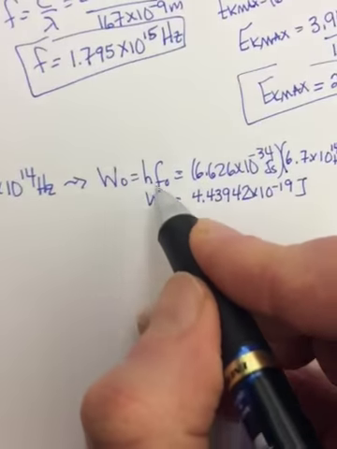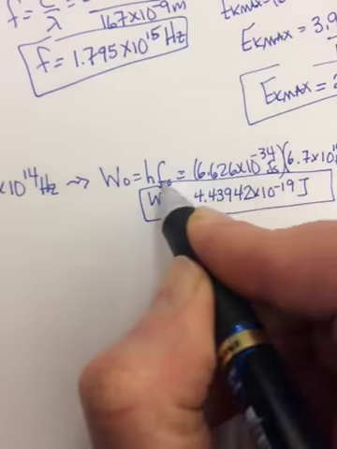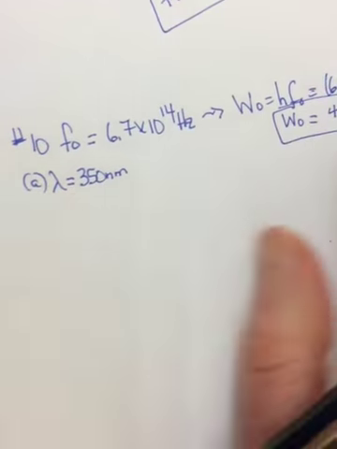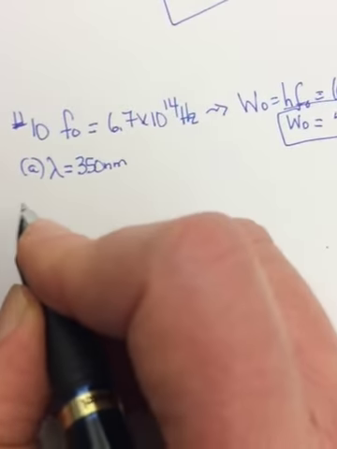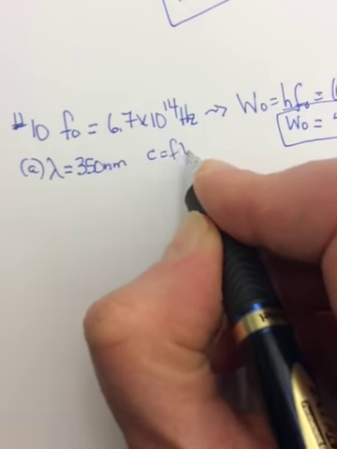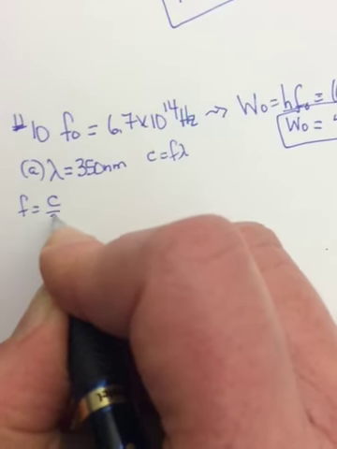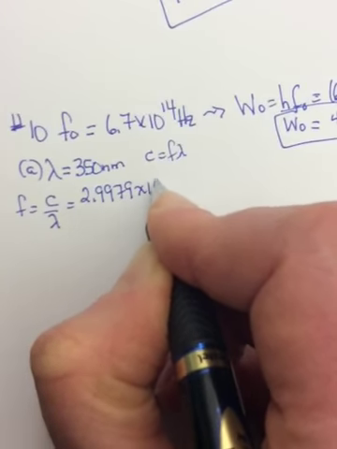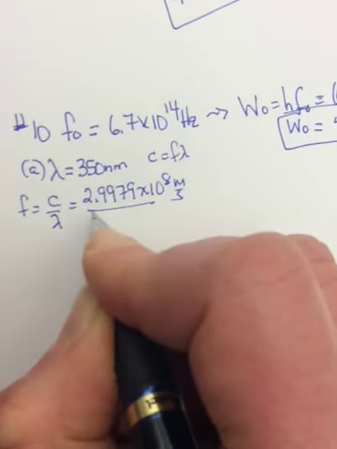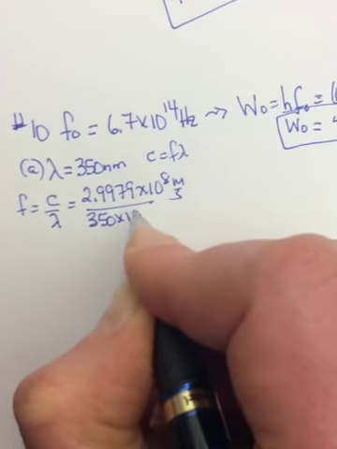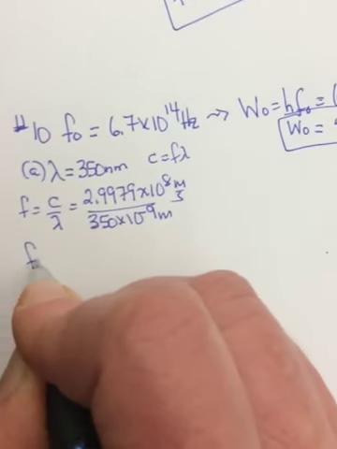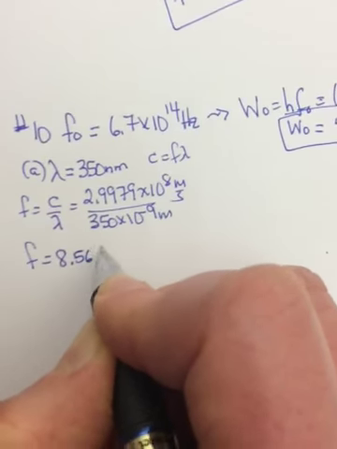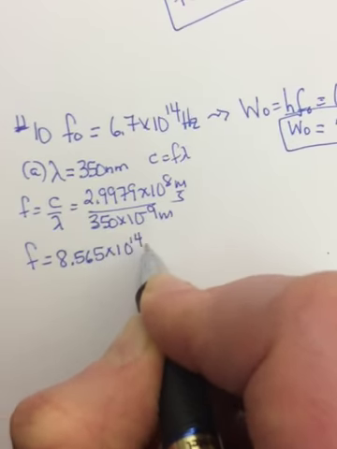Okay? Now, this isn't going to change through part A or part B because you're keeping the metal the same, you're changing the light. So in part A, the wavelength of light that's coming in is 350 nanometers. So knowing that C equals F lambda, we can get the frequency of that light, C divided by lambda. So 2.9979 times 10 to the 8th meters per second divided by 350 times 10 to the negative 9 meters. And we get a frequency for the first part to be 8.565 times 10 to the 14th hertz.